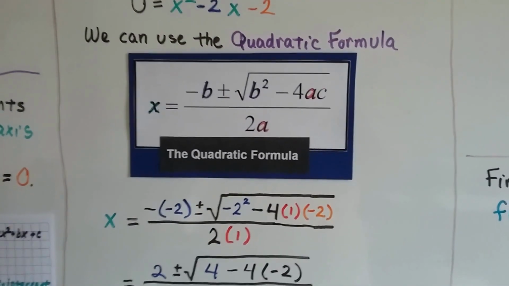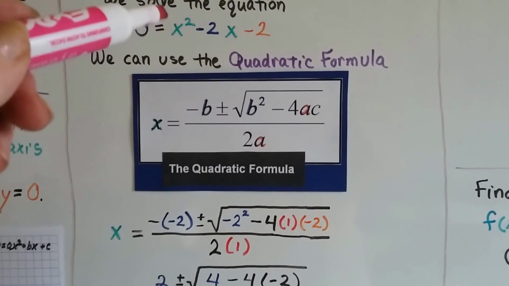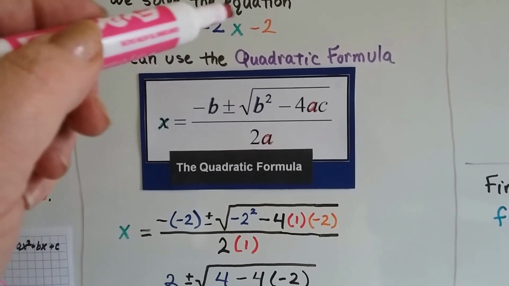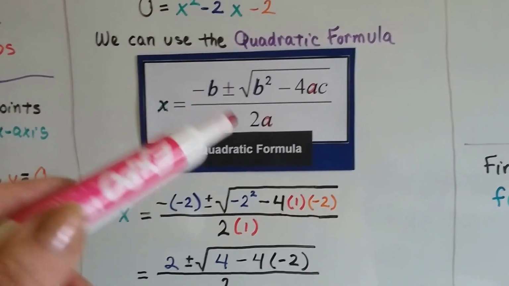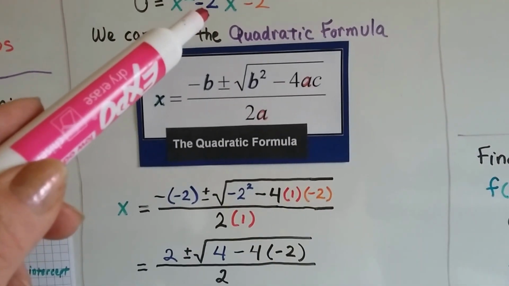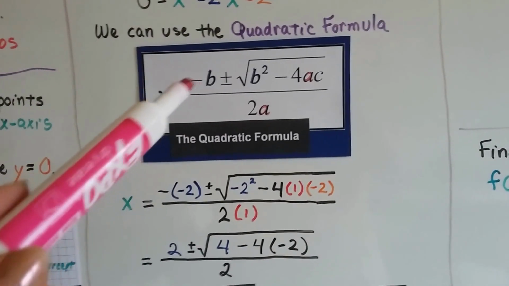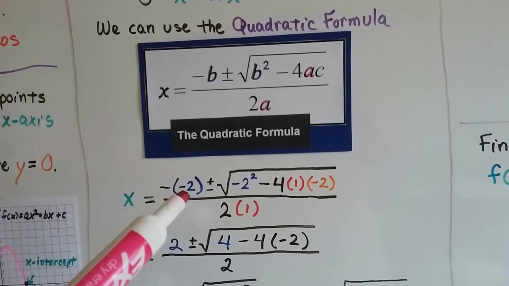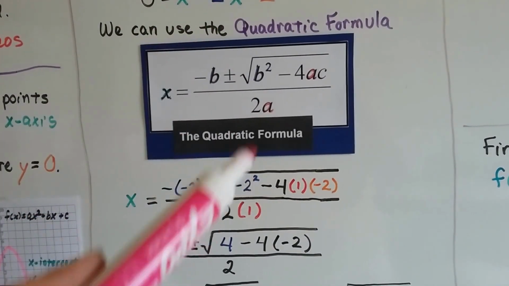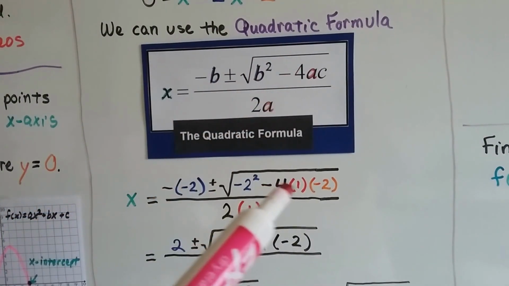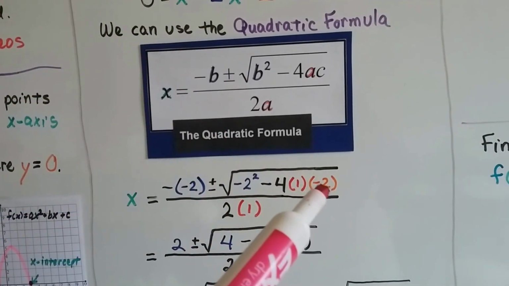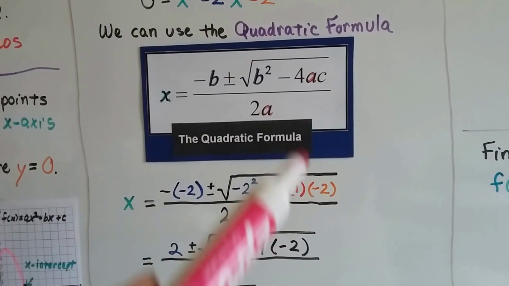All right. So what we do is we take our values. We have a 1 for an a value, don't we? We've got a negative 2 for our b value and a negative 2 for our c value, and we substitute them into the formula. So because we have a negative 2 for our b, that means, because that's a negative b, we have a negative of a negative 2, see? Plus or minus the square root of our negative 2, our b value, squared, minus 4 times our a value, which is a 1, it's an invisible 1, isn't it? Times our c value, which is a negative 2.